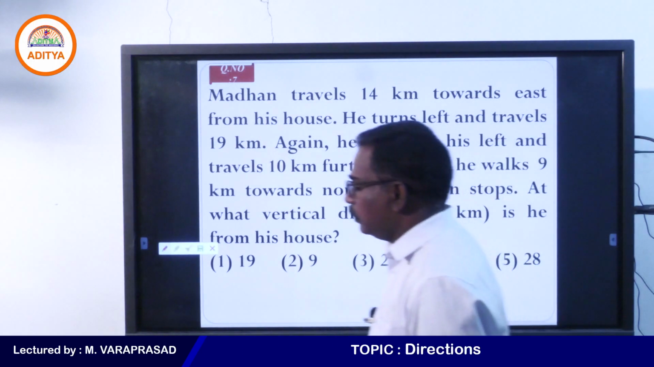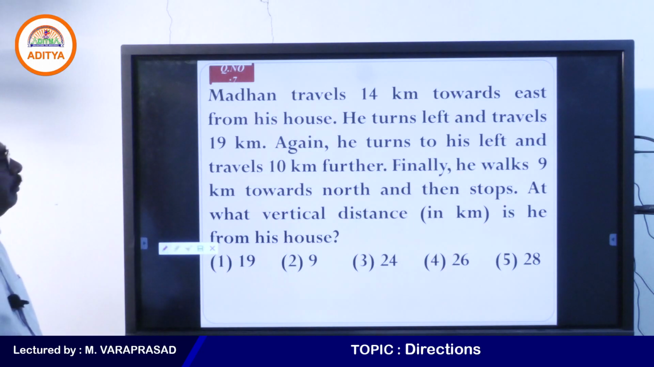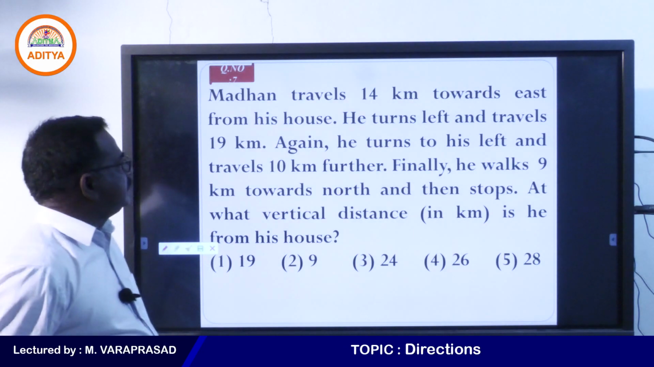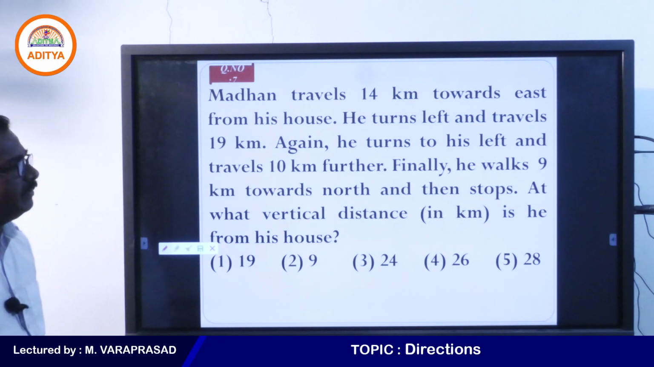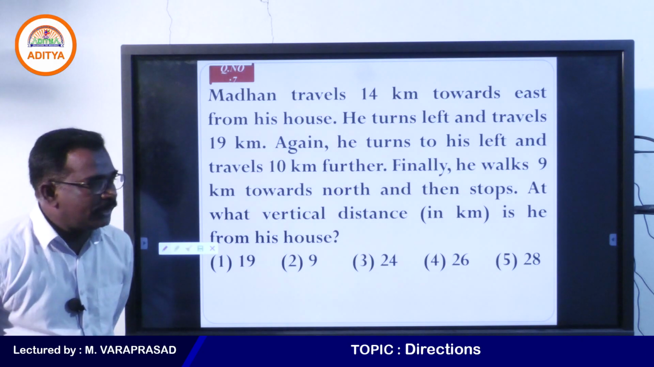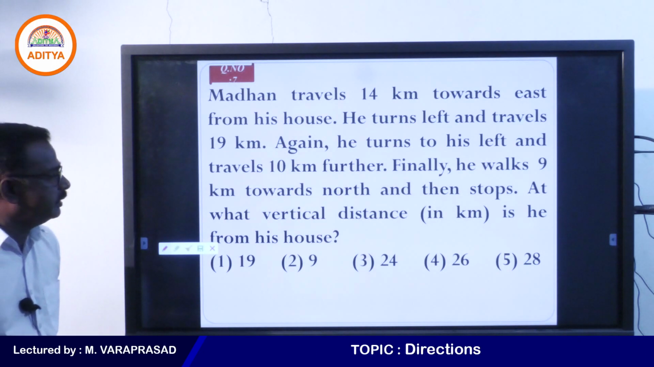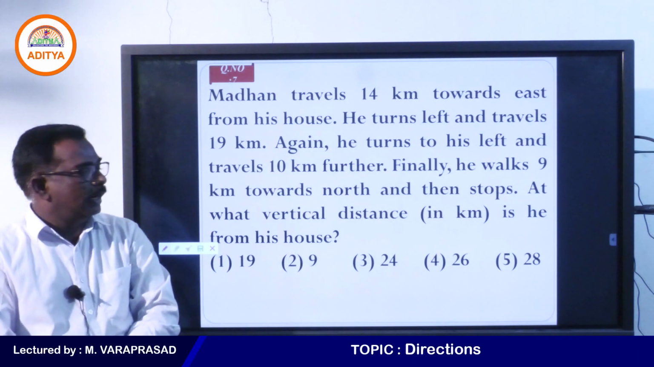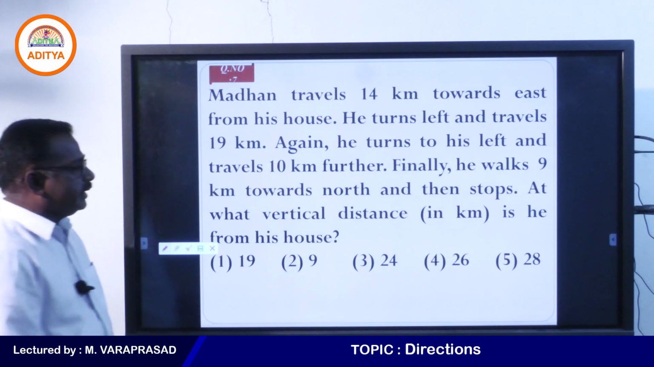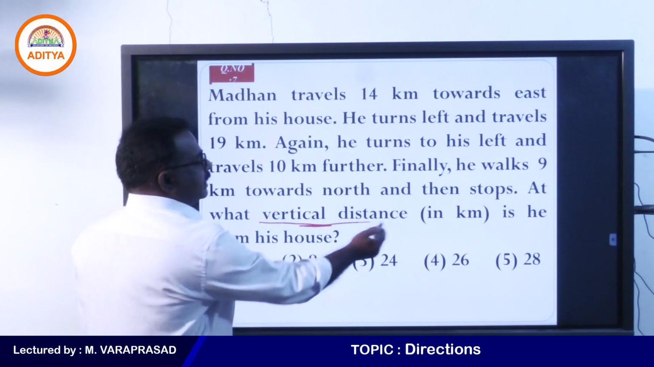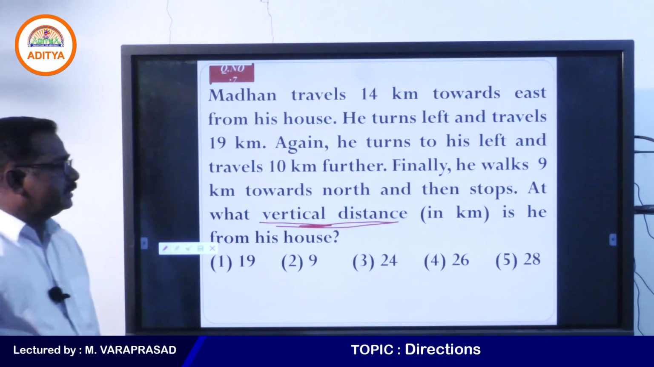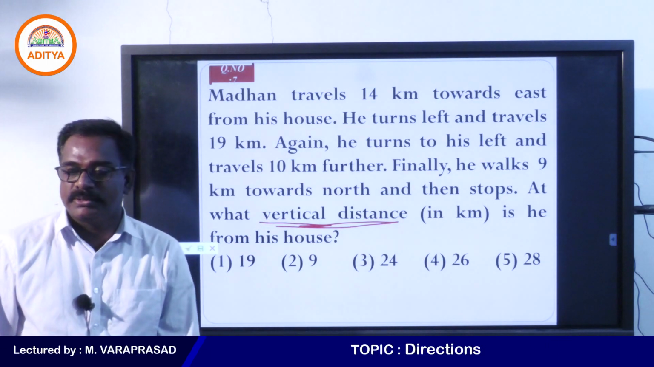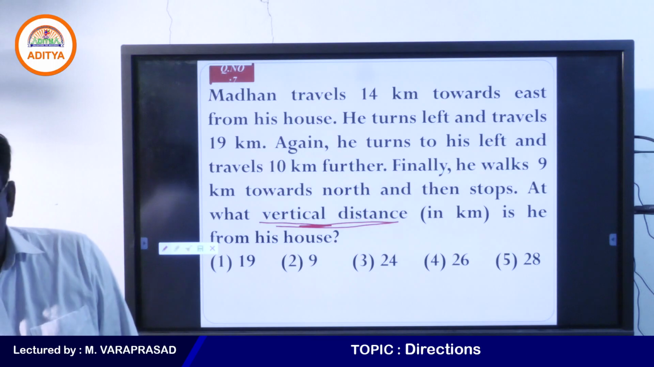Yes, my students, let me know what answer you will get for this question. Madhan travels 14 kilometers towards east from his house. He then turns left and travels 19 kilometers. Again, he turns to his left and travels 10 kilometers further. Finally, he walks 9 kilometers towards north and then stops. What vertical distance is he from his house? Let me know the answer for this question.